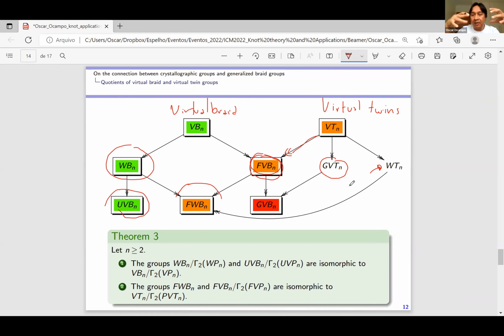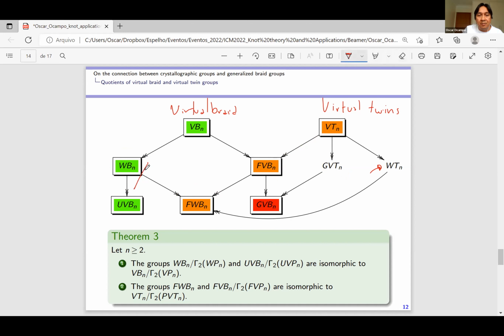It is possible to try to explore this connection with crystallographic groups, with this kind of quotients of elements. But the point is, we may try to do that, but when we have colors, and trying to explain.